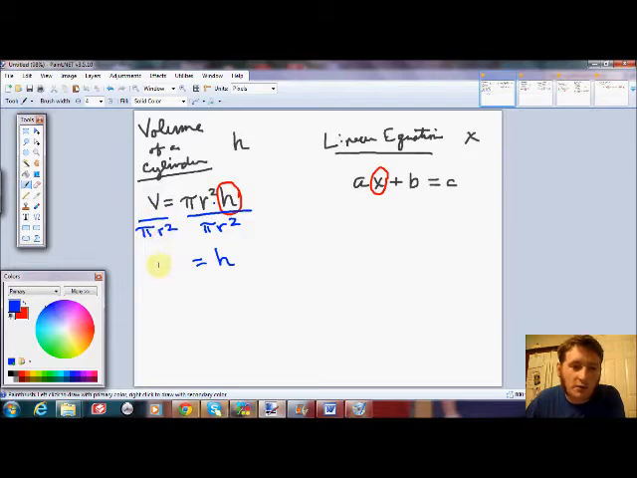And you can't really do anything with what's over here. And so what you would have is the volume divided by pi r squared is equal to the height of the cylinder. That, by the way, is the area of the circular base, in case you're wondering. So if you take the volume of the cylinder and divide it by the area of the circular base, you should get the height.